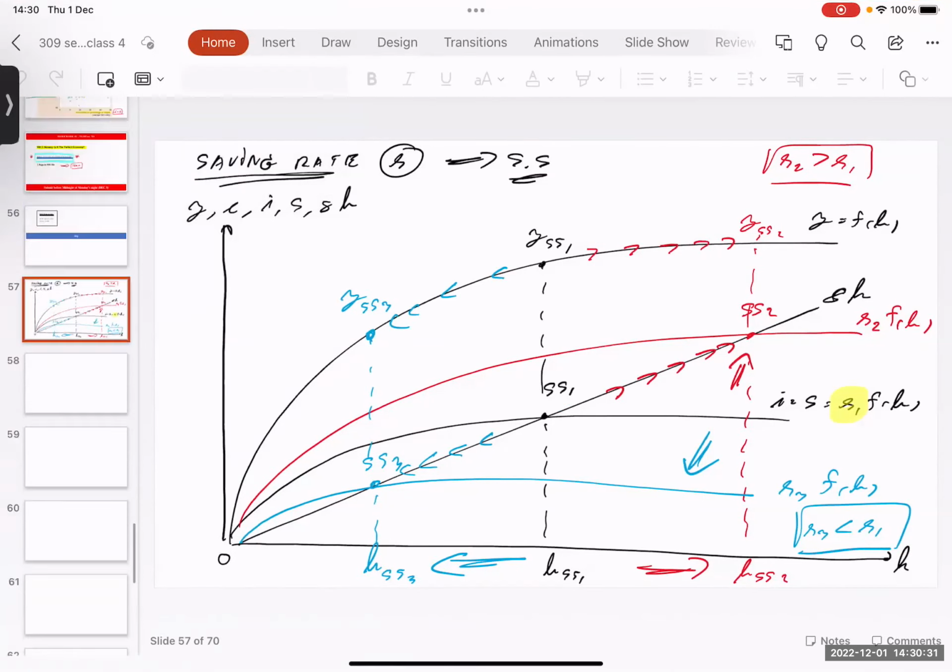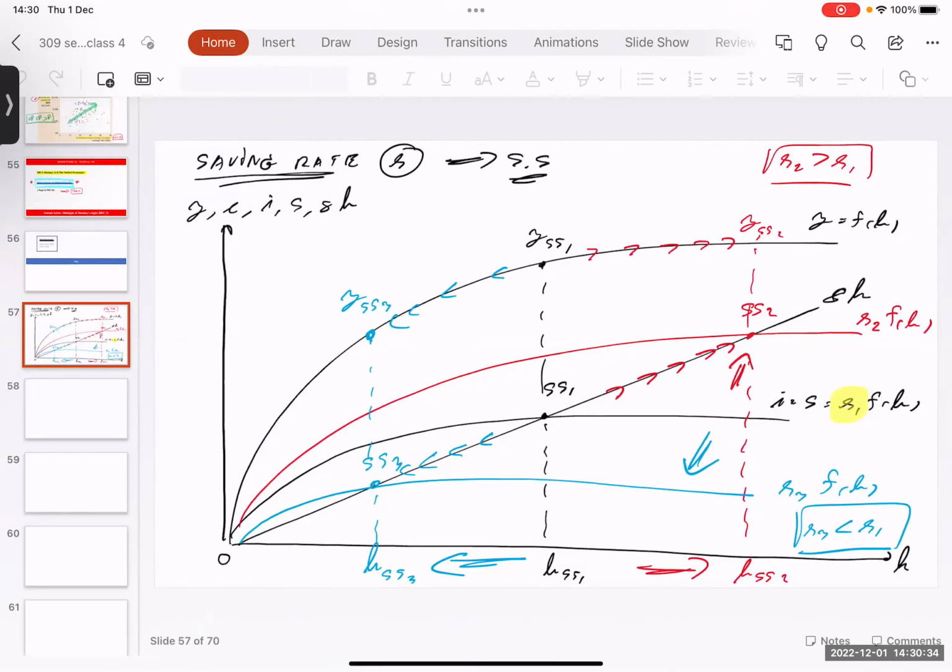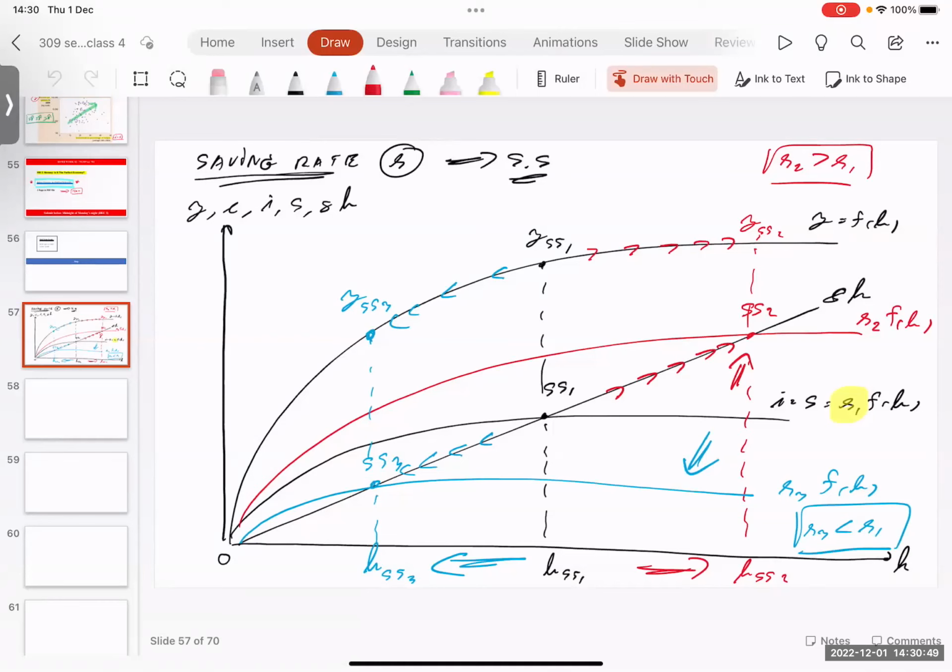Today I'm going to start with this graph, the one we talked about last time. It shows the changing of the saving rate. If I use the red color here, this is the saving rate changing from a very small s1. If the saving rate increases, the investment and saving curve shifts up. If the saving rate decreases, from small s1 to small s3, the investment and saving curve shifts down.